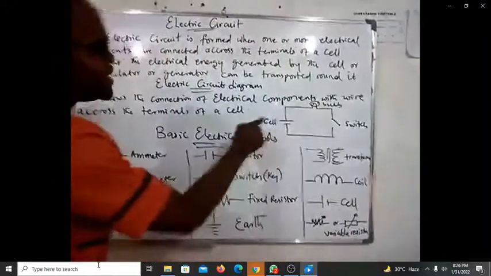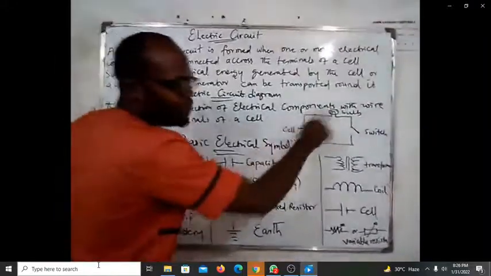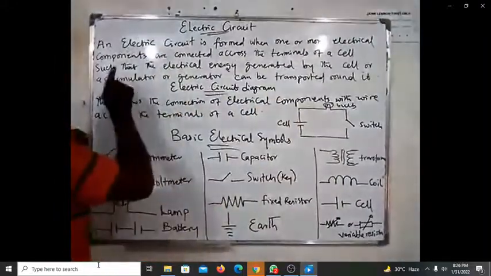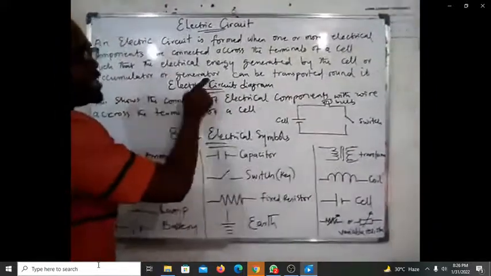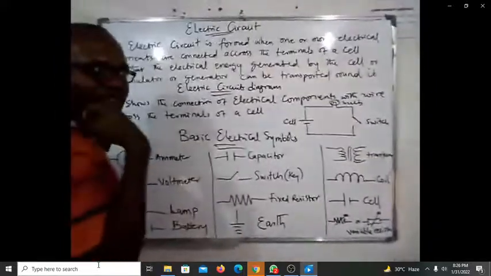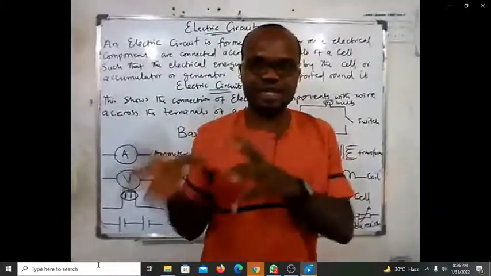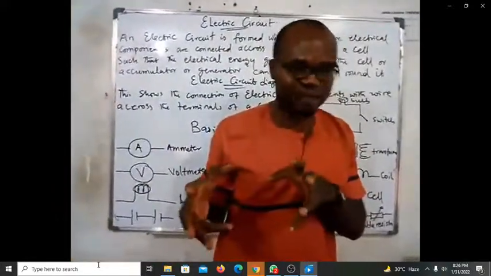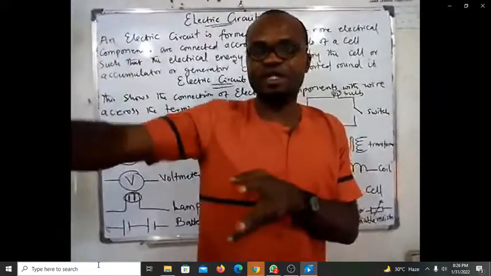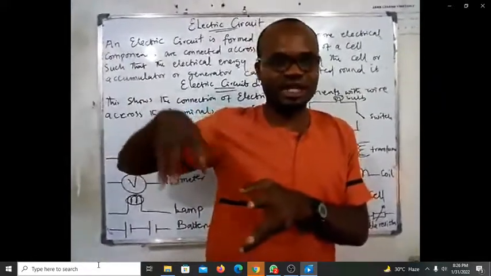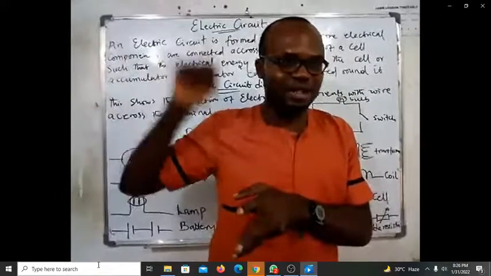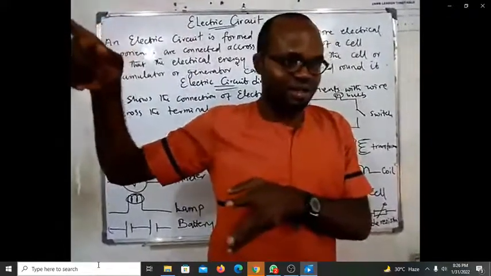So these are the things that can replace a cell to supply charges. It can be what? Accumulator, generator, or dam. I told you that dams can also supply electricity. Like I told you, the major source of our electricity in Nigeria is Kainji Dam. There's also Shiroro Dam. You understand?